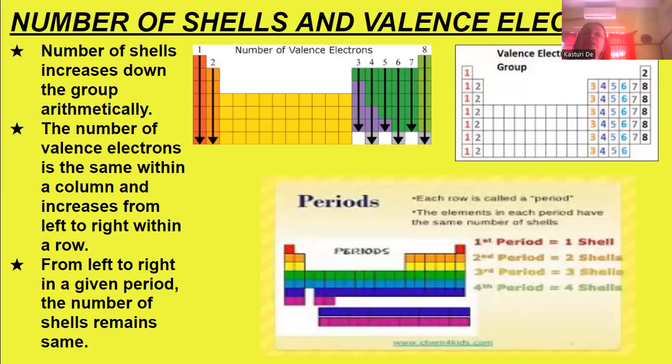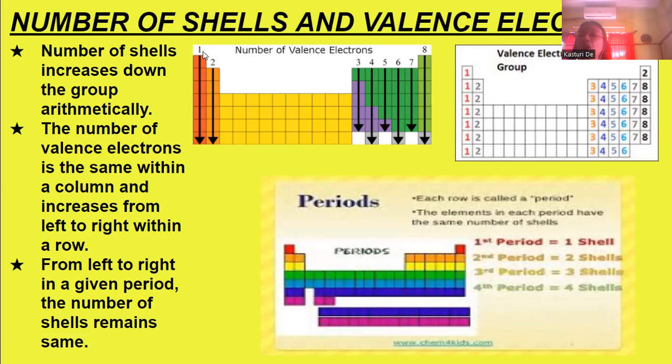So the number of shells increases down the group. That is, when we go from top to bottom in any group in the periodic table. Just see the first picture. From top to bottom, as we are going, the number of shells increases. Just see the arrow, it is going down. So from top to bottom, the number of shells increases. The number of valence electrons is the same within the column and increases left to right within a row.